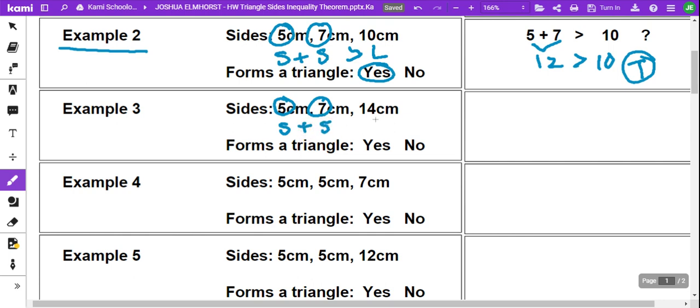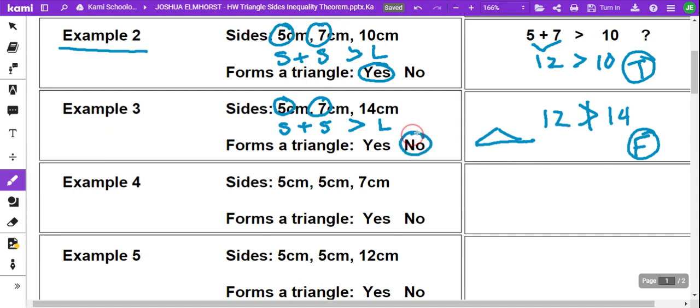So we're going to add those two and compare it to the longest side of 14. 5 and 7 is 12. Is 12 greater than 14? So you got 5, 7, and then 14. 14 is too long, so 12 is not greater than 14, so this will not form a triangle. So this is a false statement. 12 is not greater than 14. So no, it will not form a triangle.